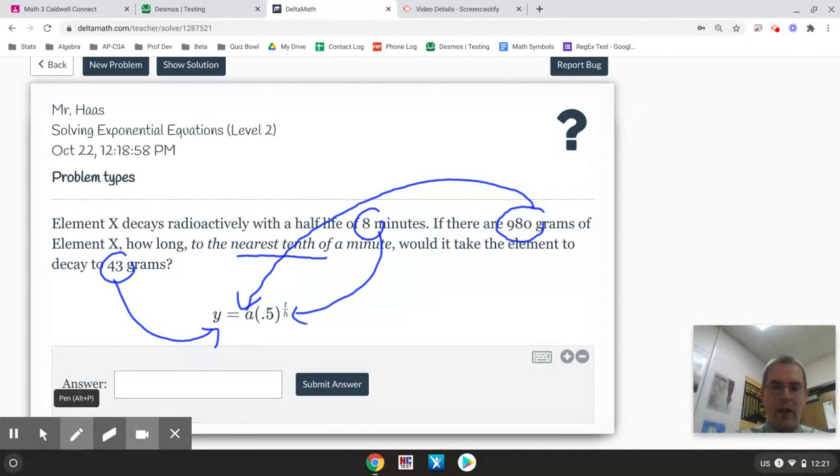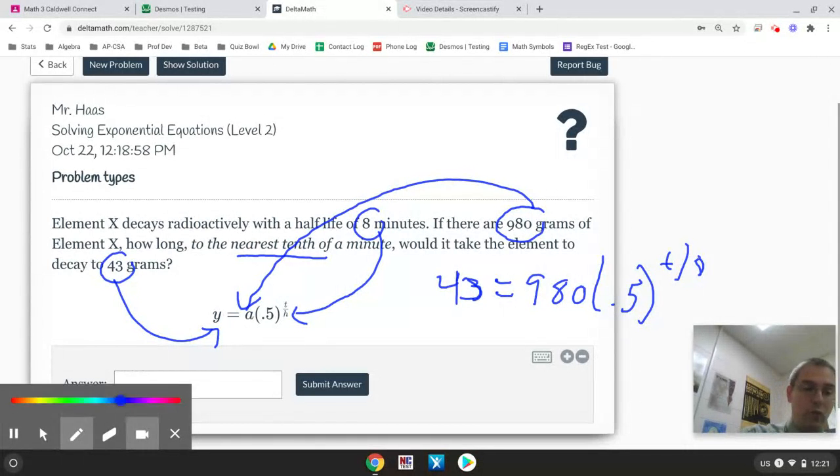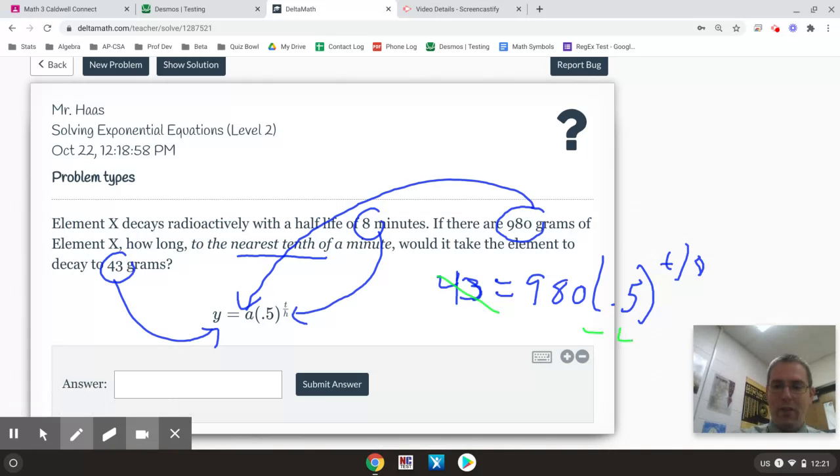So what I'm going to have is 43 equals 980 times 0.5 to the t divided by 8. And to get this ready to do in Desmos, all I need to do is subtract the 43 from both sides. So basically, it's going to get rid of it over there, and I'll just have a minus 43 tacked on the end of that equation.